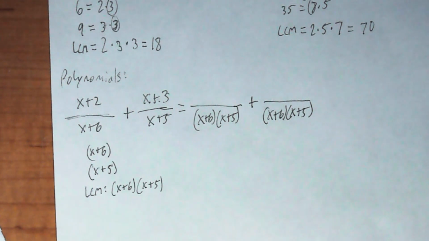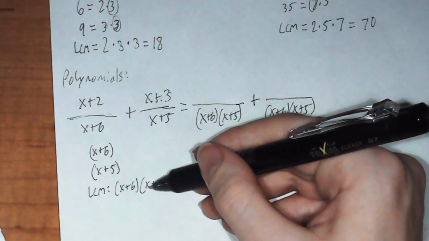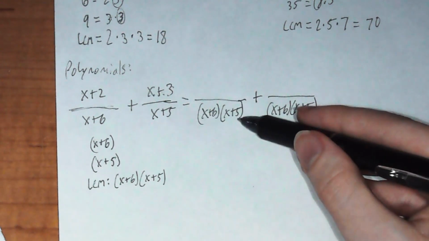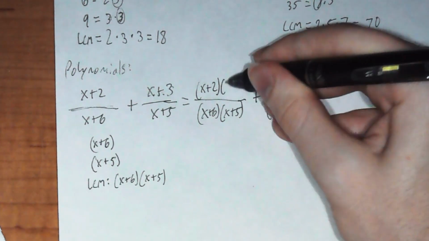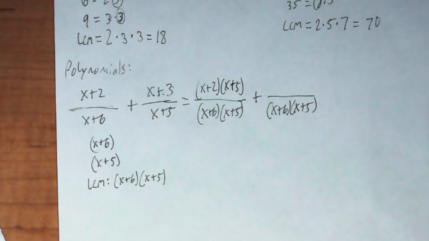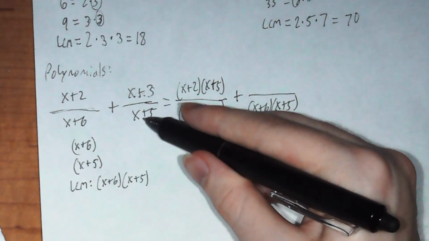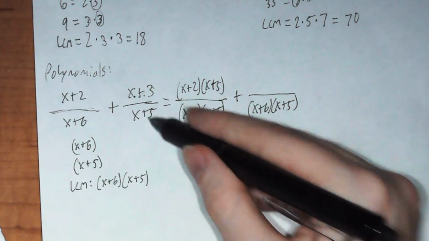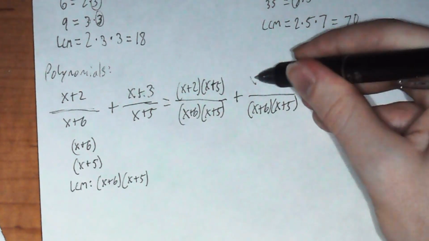Okay. So now we have to figure out what's missing. In the first fraction, we have the x plus 6. What's missing is the x plus 5 in the least common multiple. So we have to multiply x plus 6 by x plus 5 to get our denominator, and multiply x plus 2 by x plus 5 to get what's on top. Now for the second one, we have x plus 5 here. What we're missing is x plus 6, so we multiply x plus 5 by x plus 6 to get the common denominator, and x plus 3 by x plus 6 to get what's on top.